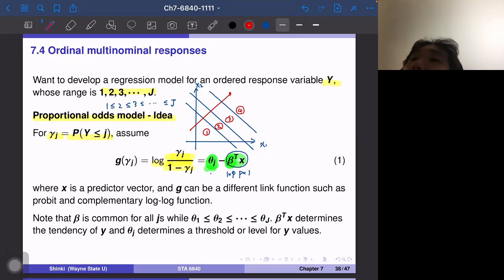So this is very restrictive in some sense. In general, if we have x, the space of the predictors, you can arbitrarily divide to classify. For example, this is 1, and this is 2, and this is 3, and this is 4. But we cannot do this in this regression; we only think about the case of this. And this function g can be a different link function, such as probit or complementary log-log or the Cauchy function. So this is the idea of the proportional odds model.